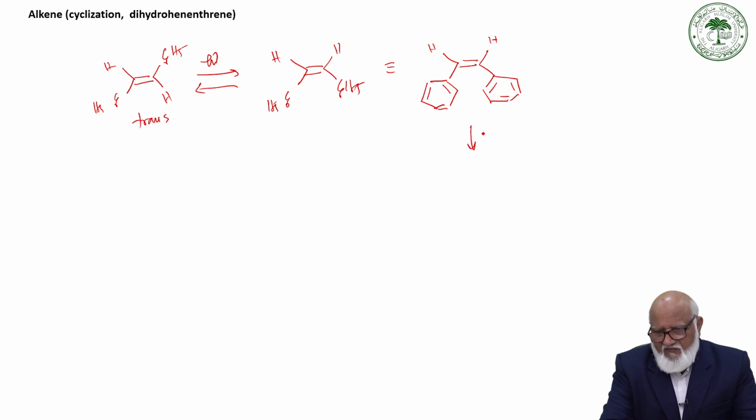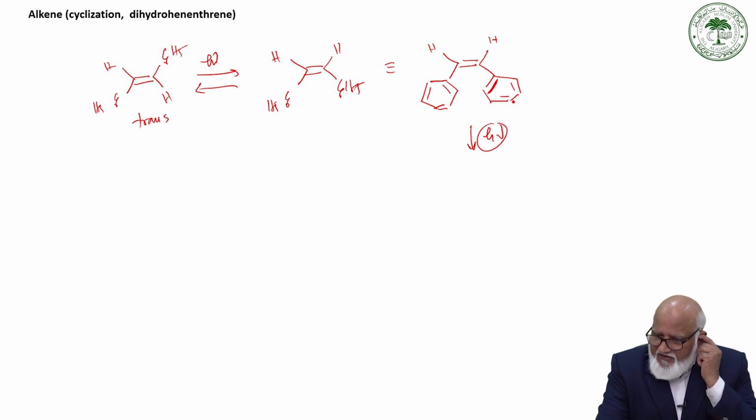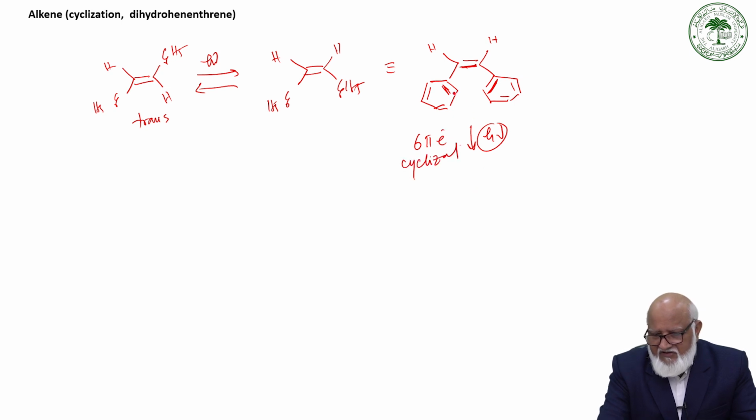now if we prolong irradiation, and it is a cis form, we have two phenyl groups in the cis form. If we carry out the irradiation, then there is one pi bond, another pi bond, so 2, 4, 6. This undergoes 6 pi electron cyclization to give a dihydrophenanthrene, and then we end up with a product like this.